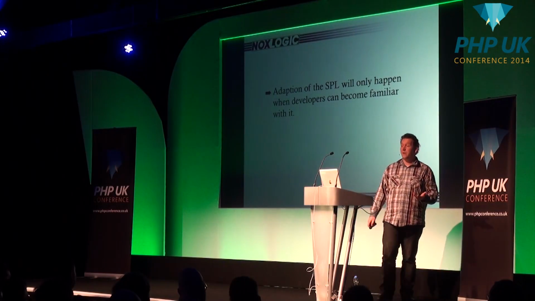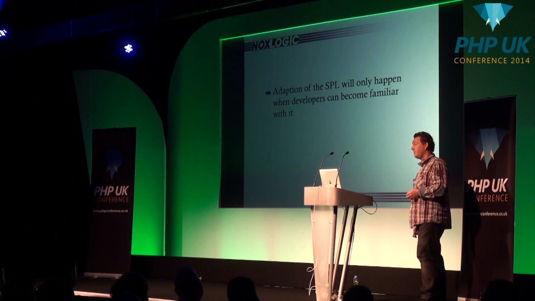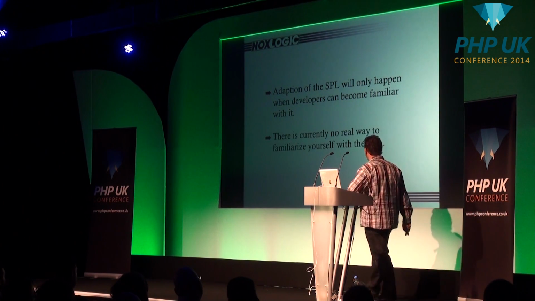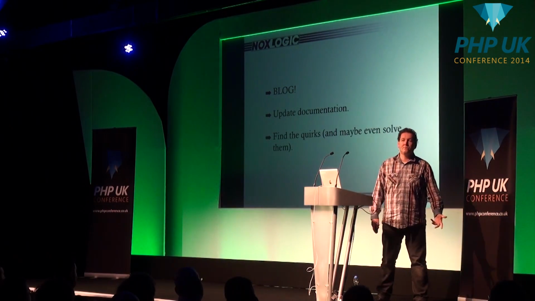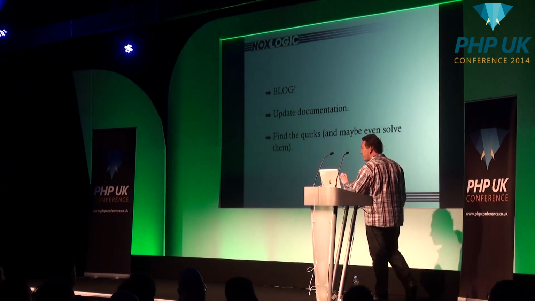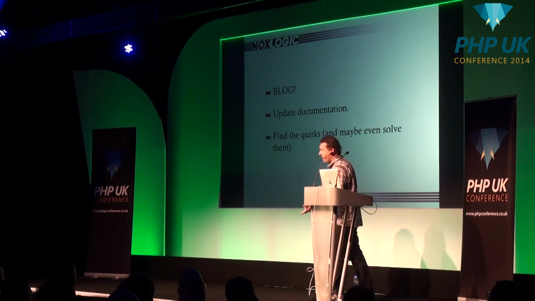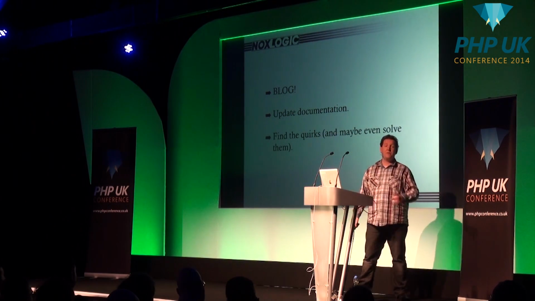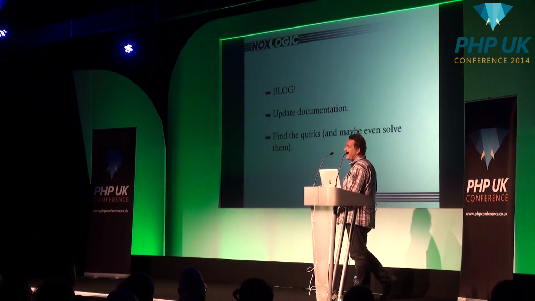But you can do something as well. Adoption of the SPL can only happen when developers are familiar with it. There's currently no real way to familiarize yourself with the SPL, so you have a problem. What can we do? Blog about it. If you do something with the SPL, blog about it: what you did, what went wrong, what you fixed, what's not in the manual. If it's not in the manual, try to update the PHP.NET manual as well. It's much easier nowadays to add comments on that. The more comments, the more people will know about the SPL, the easier it is to work with.